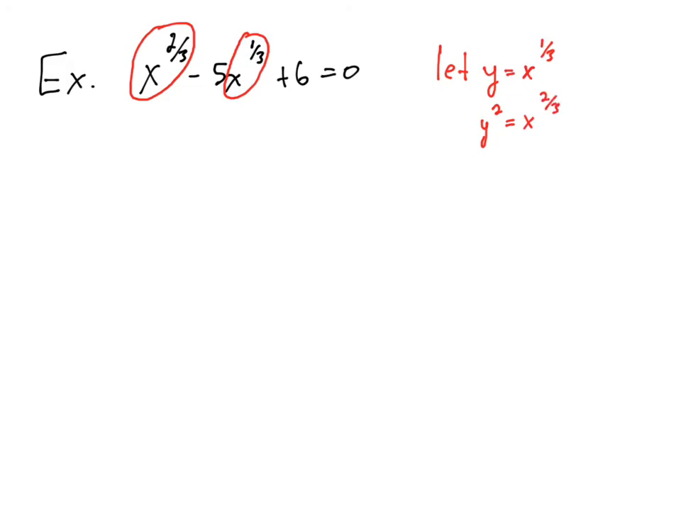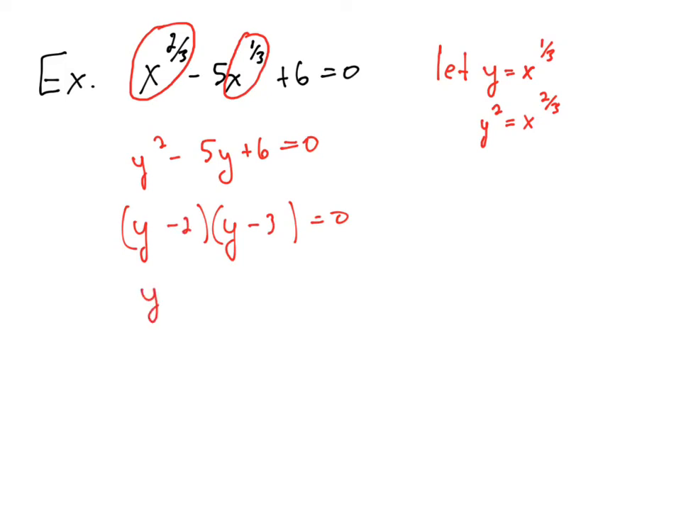So let's make this substitution. Y squared minus 5y plus 6 is equal to 0. And now this looks like a regular old quadratic equation. So factor this to solve. Y minus 3, y minus 2. We're going to get y minus 2 equals 0, y minus 3 equals 0, y equals 2, y equals 3. Now this is great, but we don't actually want to solve for y. We want to solve for x.